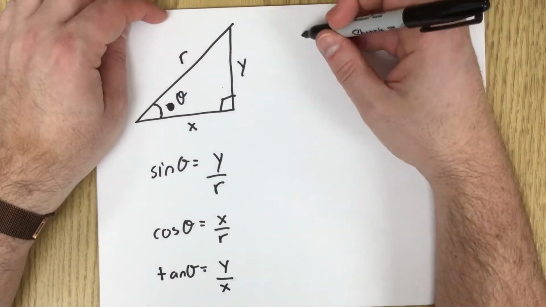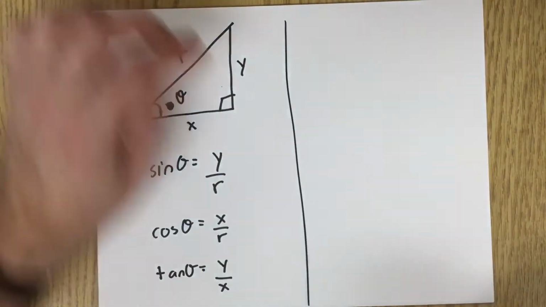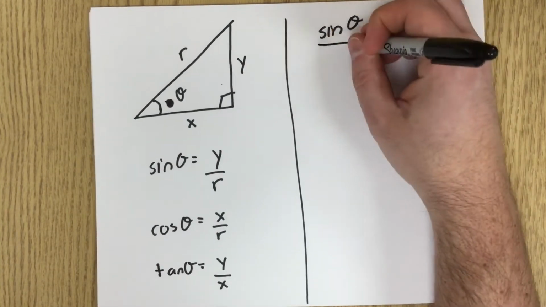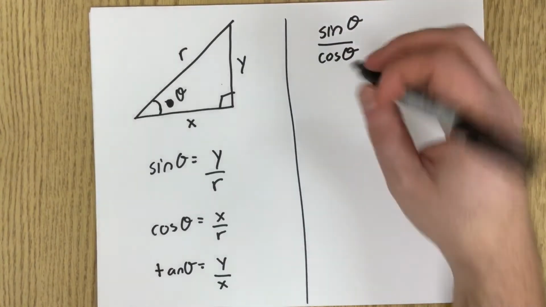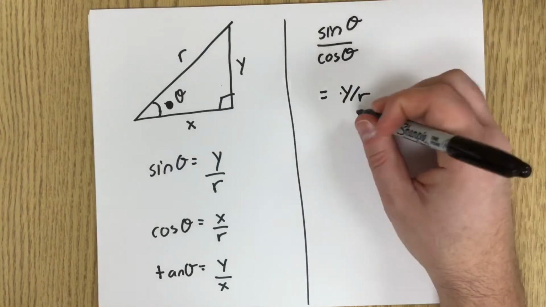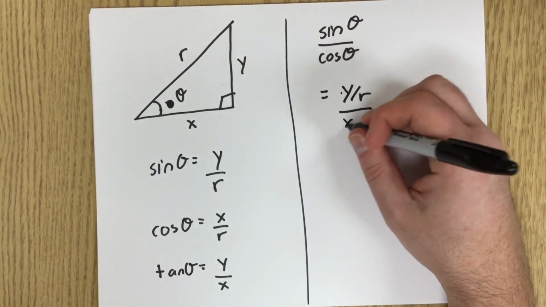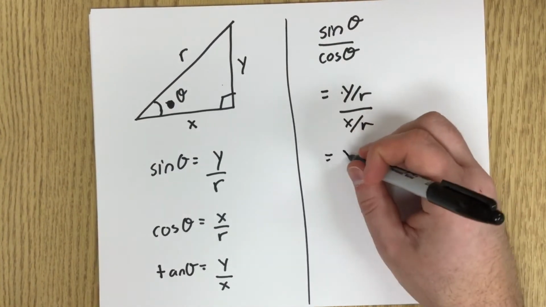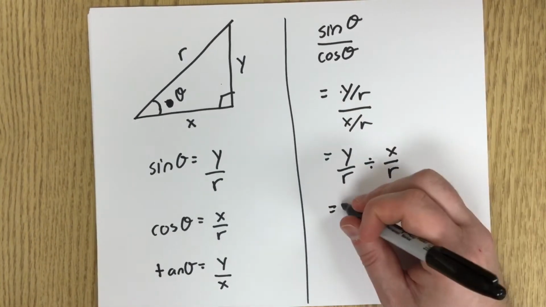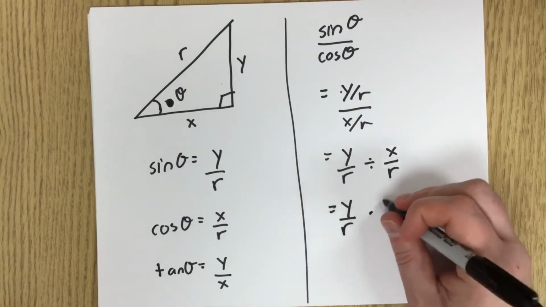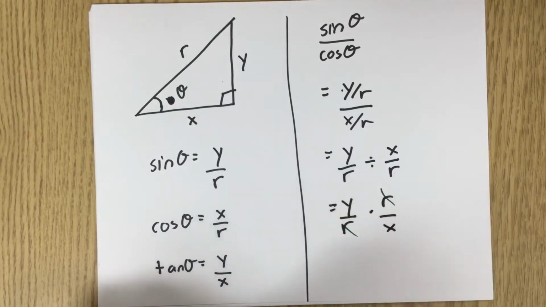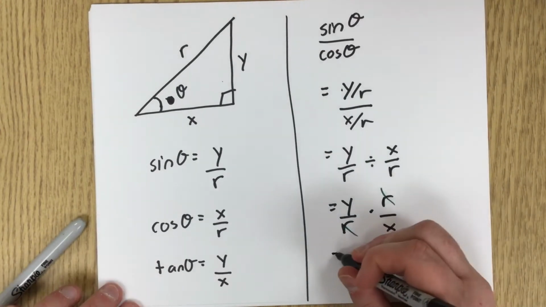So now we're going to discover some things. First of all, we're going to figure out what is sine theta divided by cos theta. Sine theta is y over r, divided by cos theta, which is x over r. That is y over r divided by x over r, which is y over r times r over x, which is y over x.